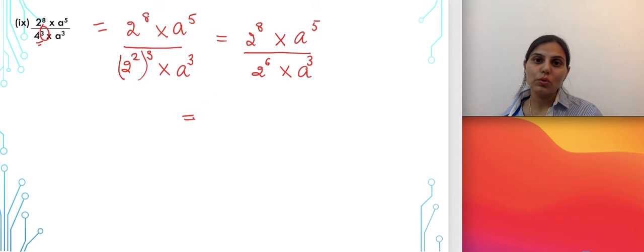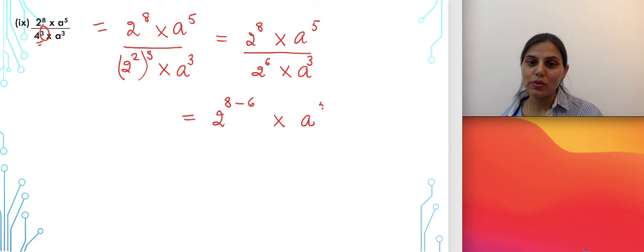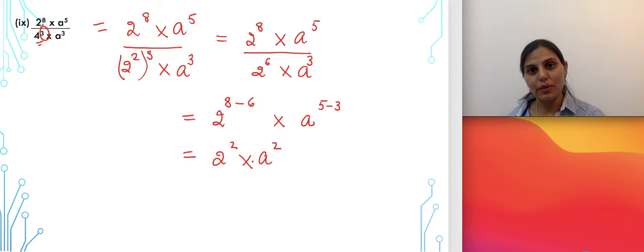Now let's follow this rule for division. 2 raised to power 8 upon 2 raised to power 6 means 2 raised to power 8 minus 6. Similarly for a, it can be written as a raised to the power 5 minus 3, or it can be written as 2 square multiplied by a square. So here also you need to leave the answer in exponential form, so we can leave the answer here only.